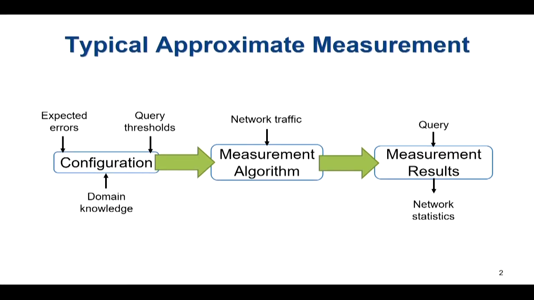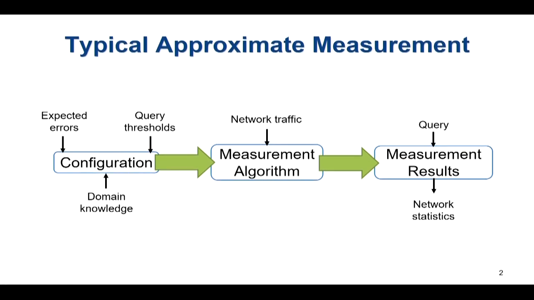In this talk, we address the approximate techniques that have been widely used in network measurement. To utilize these techniques, users configure an algorithm with their knowledge, such as expected errors and query parameters. Then the algorithm processes network traffic to generate results. Existing studies in this area, including sampling techniques and sketch techniques, aim to realize different levels of performance-accuracy trade-offs, as introduced by Professor Yang in the last talk.